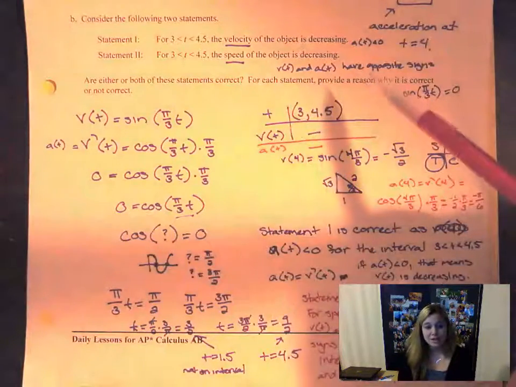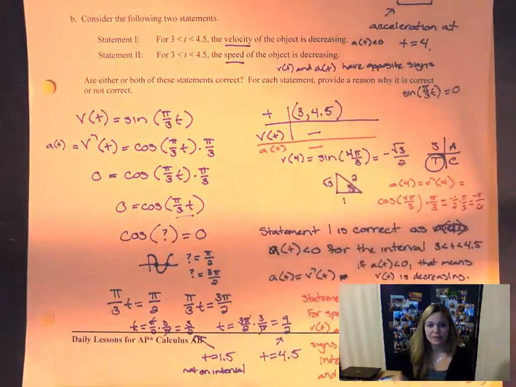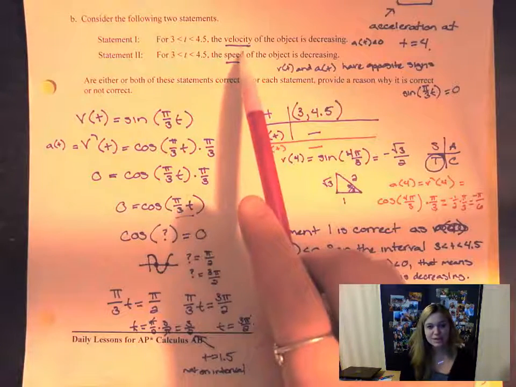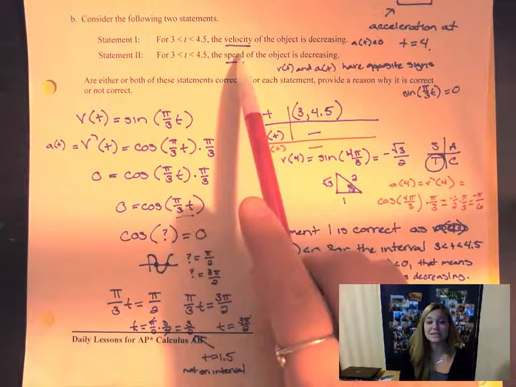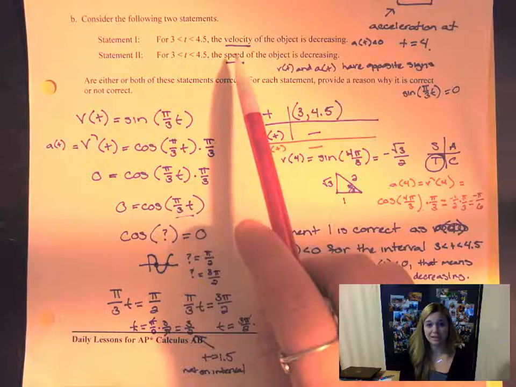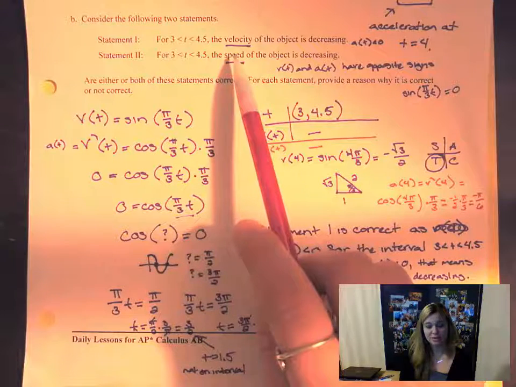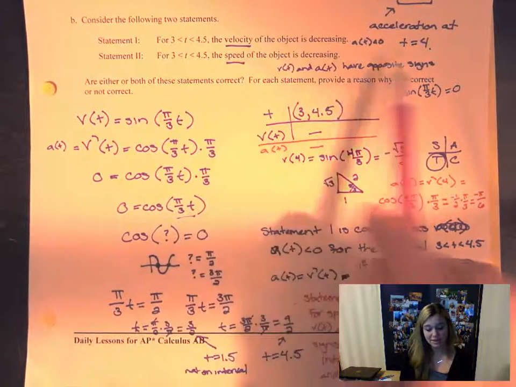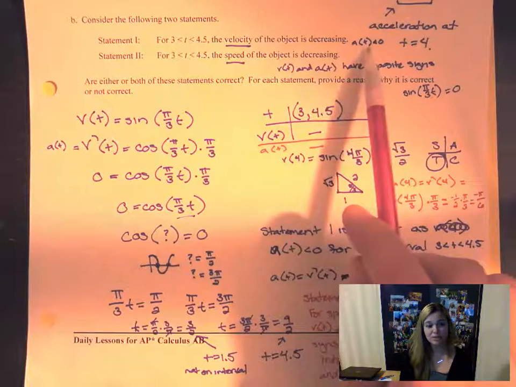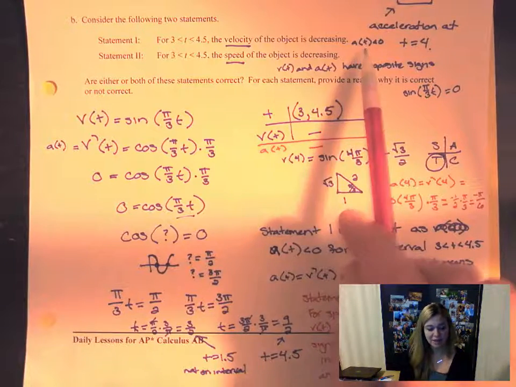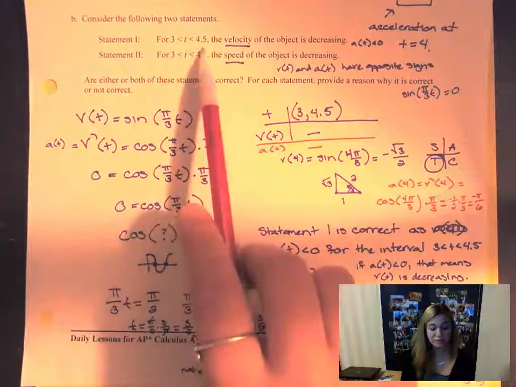The first thing that I want you to know, and the part that's really the calculus related, is just, do you understand the question? If velocity is decreasing, that means its derivative will be negative. The derivative of velocity is acceleration. So I'm looking for the places where acceleration is negative. And this time it's over an entire interval from 3 to 4.5.